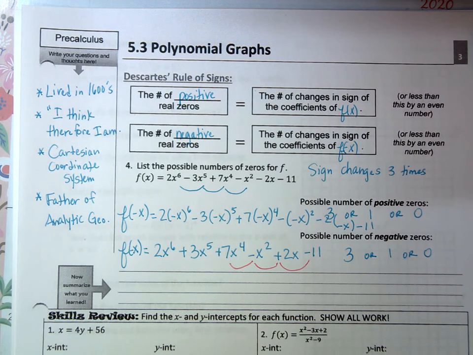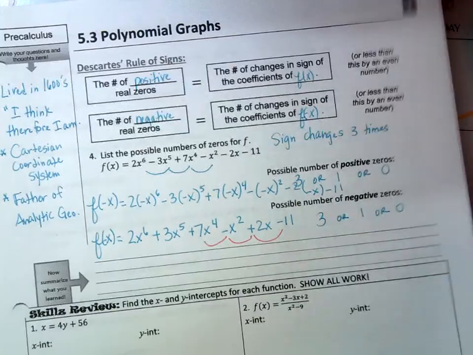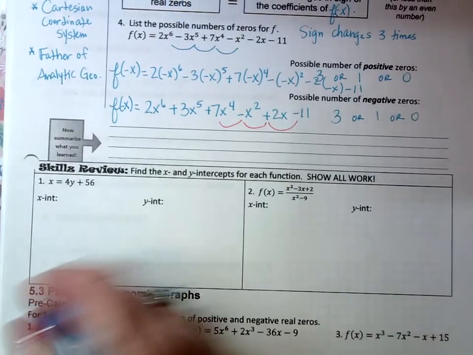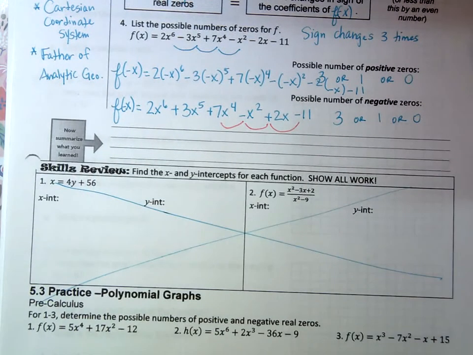All right, skills review we are not doing. You can put a big old X through that. And we're going to pick and choose some of these numbers for the practice problems. So the first one that I think I want to look at, let's do number 3.